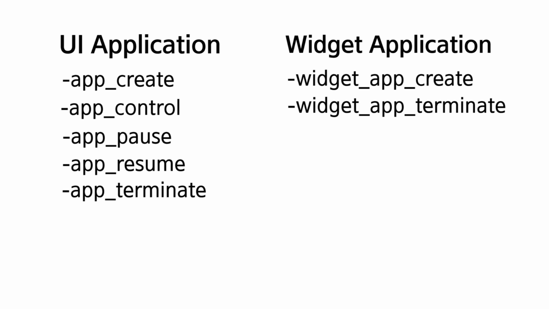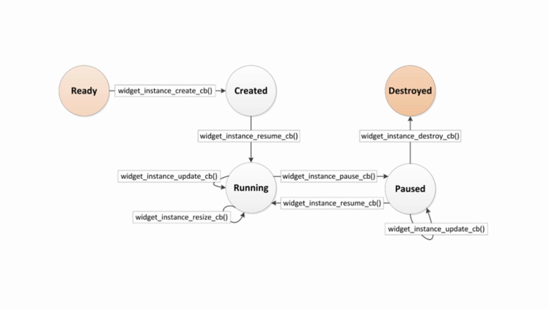Unlike UI applications, widgets can have multiple instances. These instances are created by adding the same widget onto the home screen. Because of this, the widget instance should have its own life cycle. The life cycle of a widget instance is more similar with a UI application states. There are 6 life cycle callbacks in a widget instance.